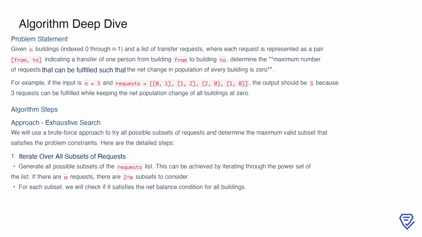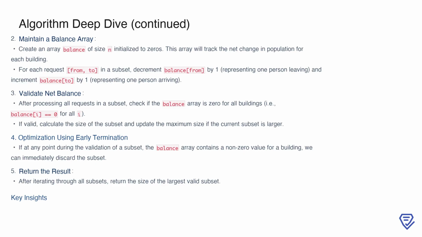The idea is to try all possible subsets of requests and find the largest subset that satisfies the balance condition. To accomplish this, we generate all subsets of the requests, verify which ones maintain the balance, and track the largest valid subset. Let's break down the steps in detail, starting with how to iterate over all subsets of the requests list. The first step is to generate all possible subsets of the requests list.